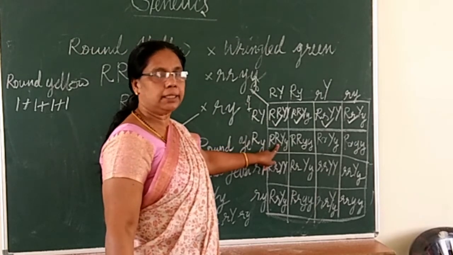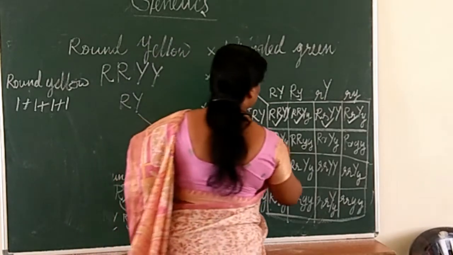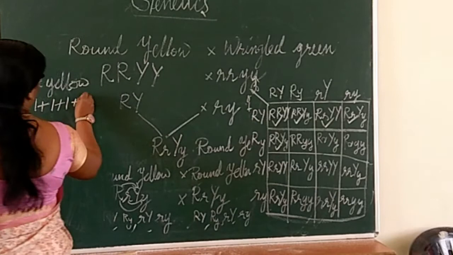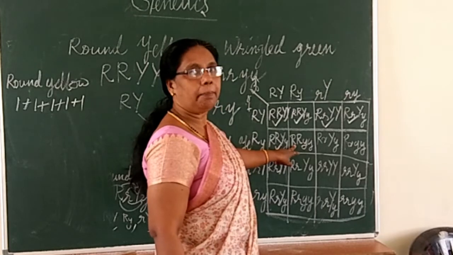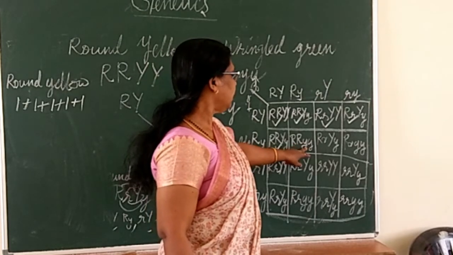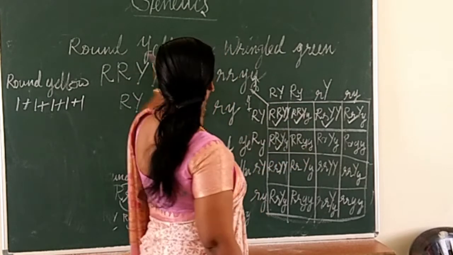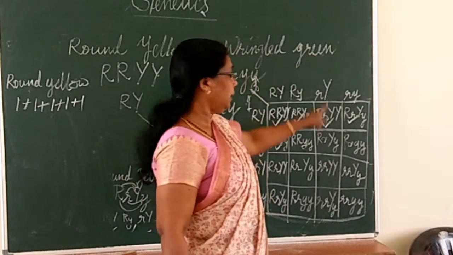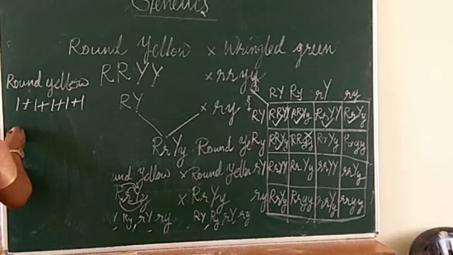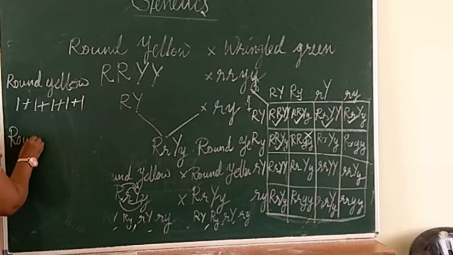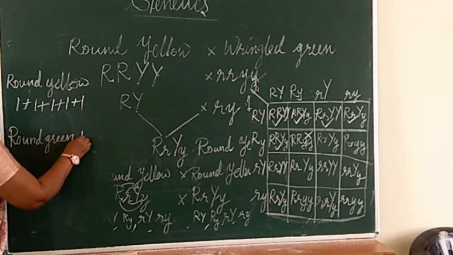Here capital R, so now the chance it is round. Capital Y, small y. Yes. Then here you see it is capital R, it is round in nature, whereas here both small y is given. So what is the chance? Round green. See? Round green. I am putting an into mark here. Okay, so you are getting another variety. A new variety you are getting, round green. That is one you got.